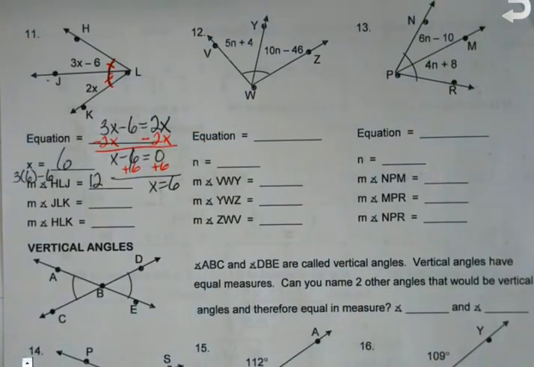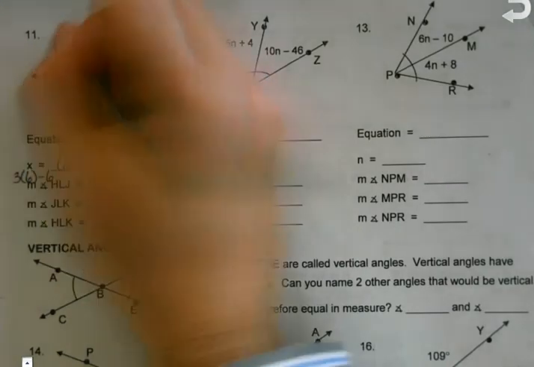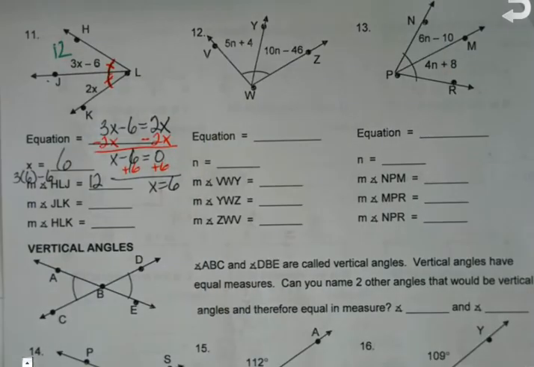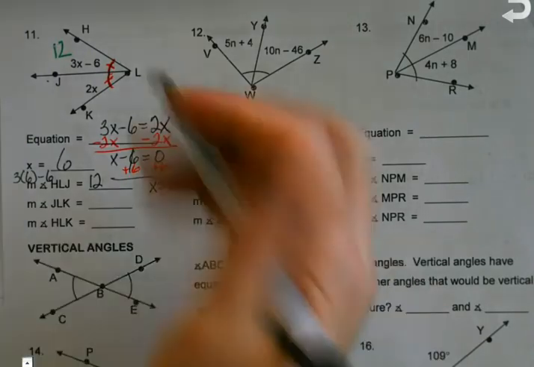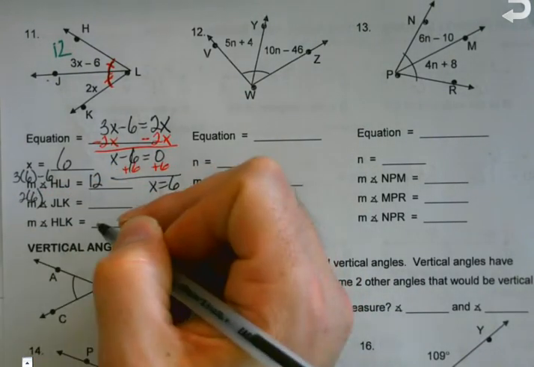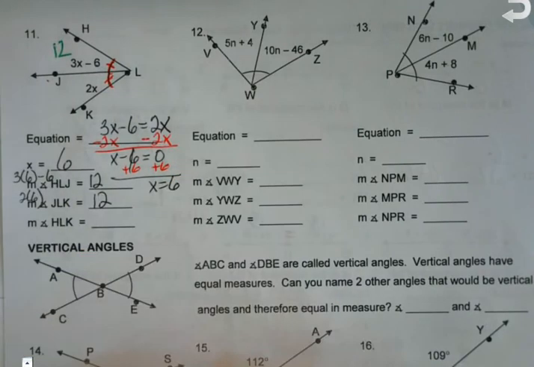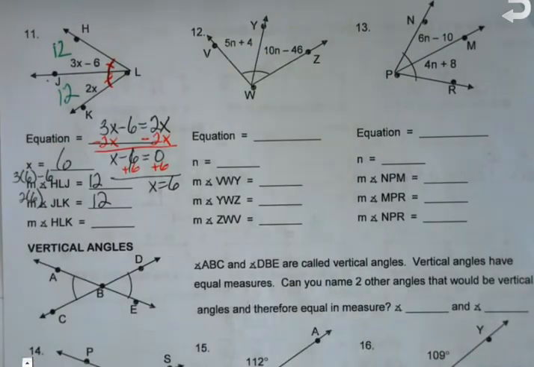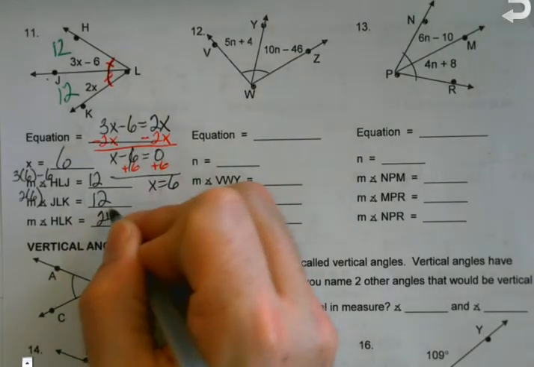Now we remember back from when we were doing the segments. If this first one's 12, the second one should be too, if we did this right. Let's find out. JLK is 2x, which is 2 times 6. Sweet. That's 12 too. And then HLK is just the sum of the two, which is 24.